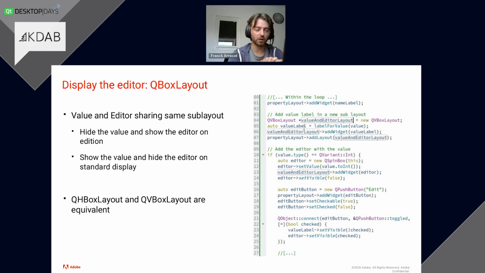It makes sense. So now what we have is our horizontal layout with the name label, first, the sub layout with the value label and the editor. And now, if we want the whole thing to be complete, we need to add the button, which is done here, edit button, a push button, and we add it to the layout. Okay. What's missing now? We are missing the fact that we hide the value and show the editor when we are in edition mode, and we show the value and we hide the editor when we are in standard display.